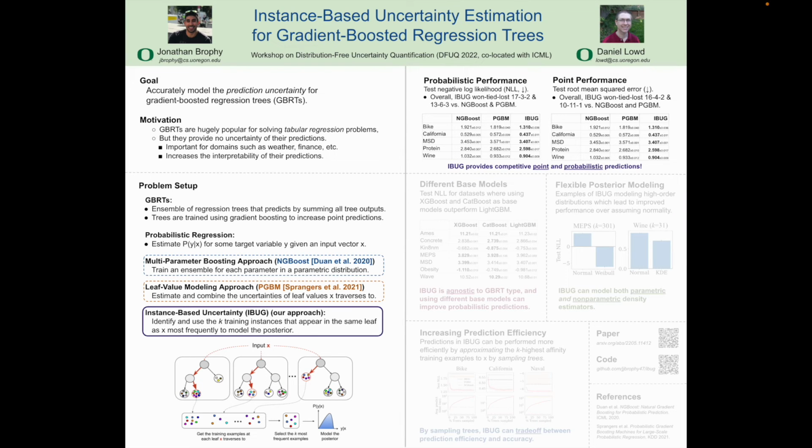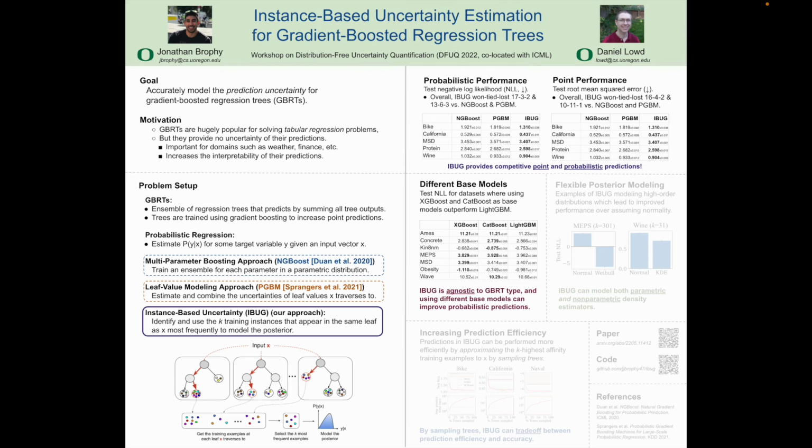When comparing IBUG to NGBoost and PGBM on 22 benchmark regression datasets and assuming the output follows a normal distribution, we find that IBUG wins 17 and 13 times respectively, while losing only 2 and 3 times. These results are statistically significant over 20 random folds. On point performance, IBUG slightly outperforms PGBM. However, PGBM and IBUG significantly outperform NGBoost, since NGBoost is optimized for probabilistic, not point performance. Overall, IBUG provides competitive point and probabilistic predictions.